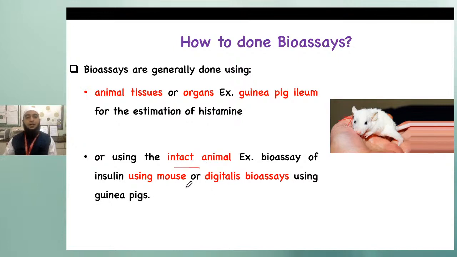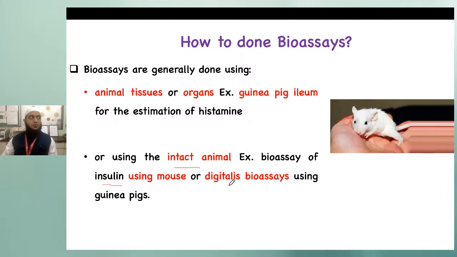So you can use either animal tissue or organ, or you may use an intact animal. For example, in the bioassay of insulin, you first need to induce diabetes in the animal, and then you give the dose of insulin to the live animal and check the blood glucose level. So you will come to know how much the blood glucose level is decreased by the insulin, right? Since you have used an intact animal here.